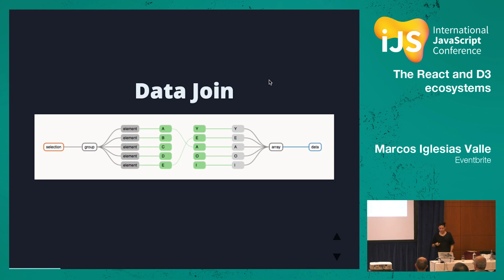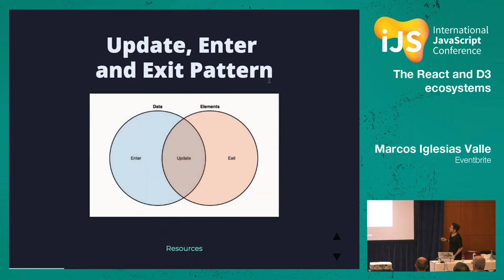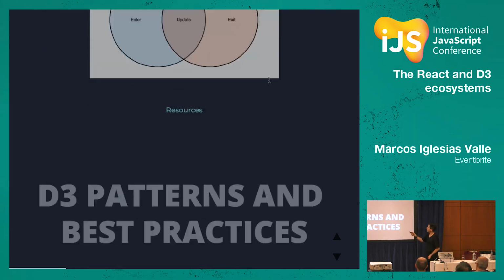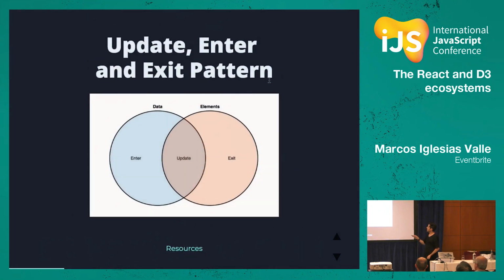Another way of seeing this is with this diagram. We have data and elements on the DOM. The elements that were on the DOM and that are in the new data stay in the update group. The elements that were on the DOM but are not in the new data go into the exit group. And the new elements go into the enter group. In code, this transforms into an object that has 3 arrays, one for each of those groups.